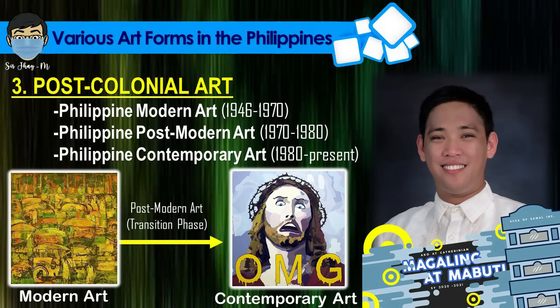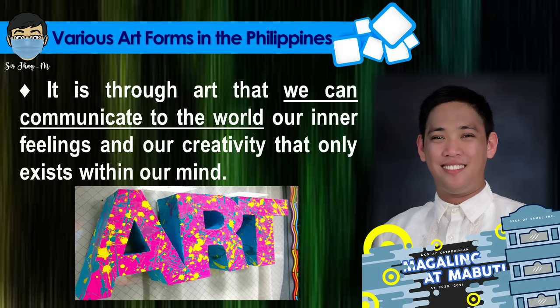Bakit ko muling binalikan ang kasaysayan ng sining sa Pilipinas patungo sa contemporary art? Because for today, we will be talking and we will be discussing the notable art forms that can be found in the Philippines from the ethnic era until this very moment. Sabi class, it is through art that we can communicate to the world our inner feelings and our creativity that only exists within our mind.